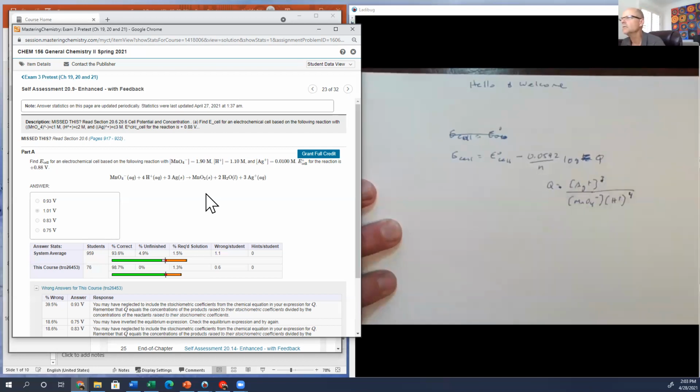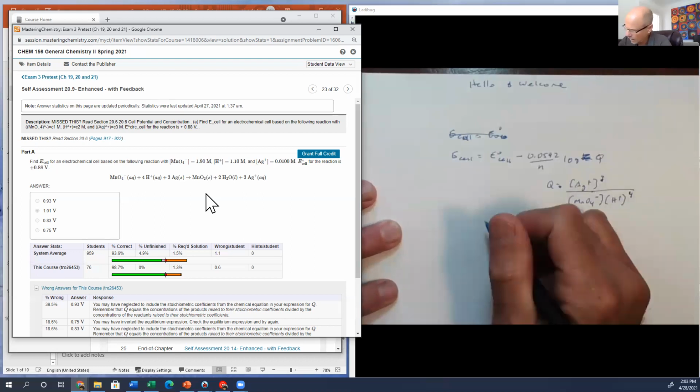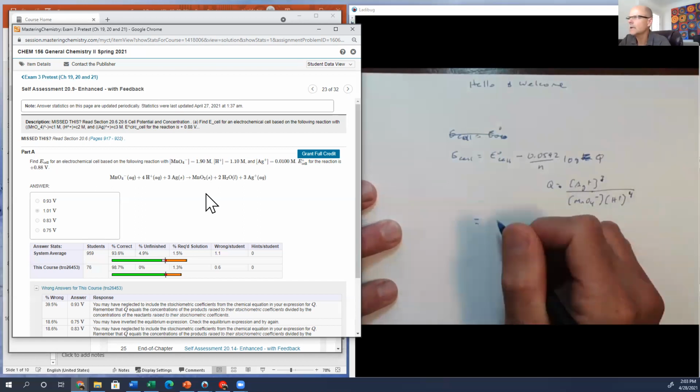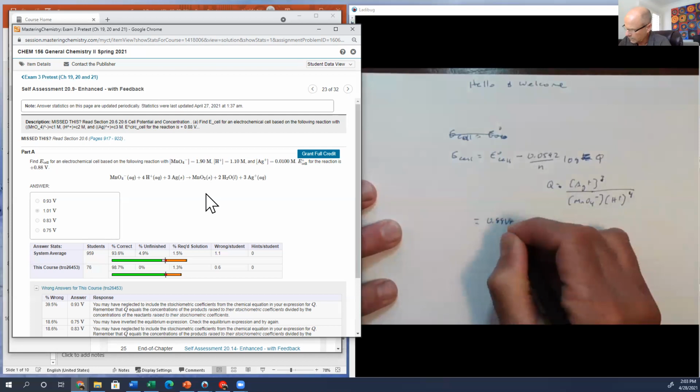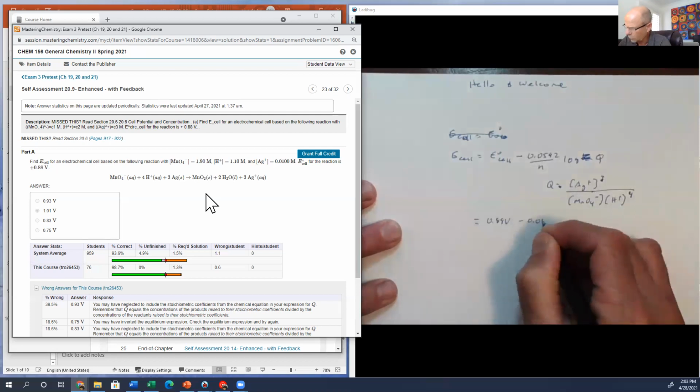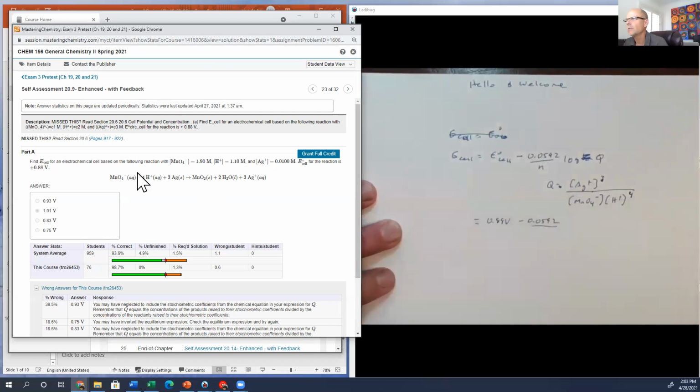And that's it for Q, right? And you're given those concentrations, so you can plug them in. So we got E cell is equal to E naught cell, 0.88 volts, minus 0.0592 over n. And now we've got to figure out what n is. You can either break it up into half reactions to do that, or you can see that you have 3 Ag going to 3 Ag plus. That's your oxidation, so you know that n is going to have to be 3.